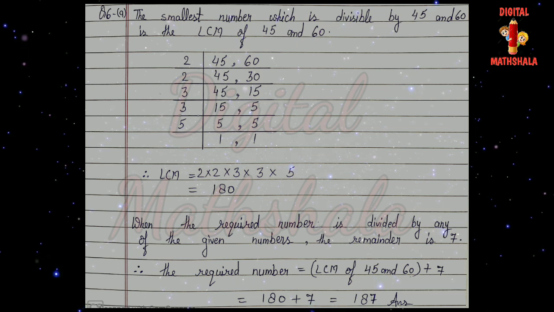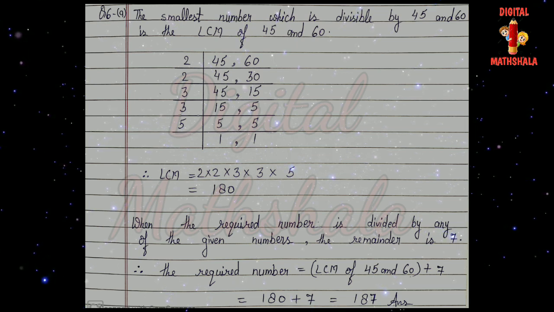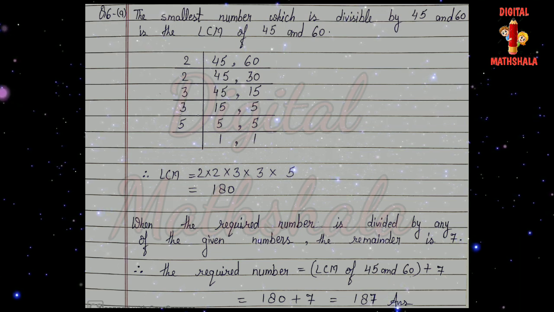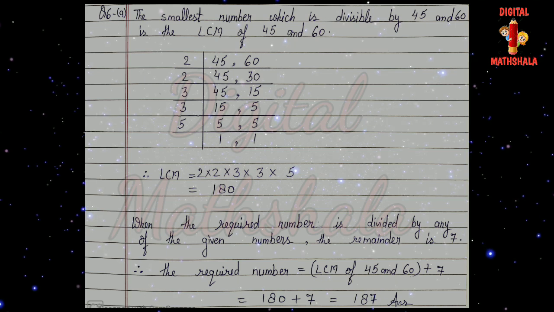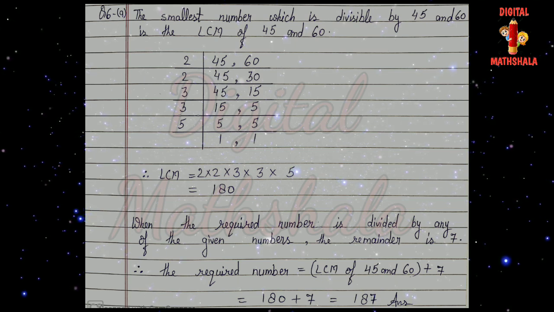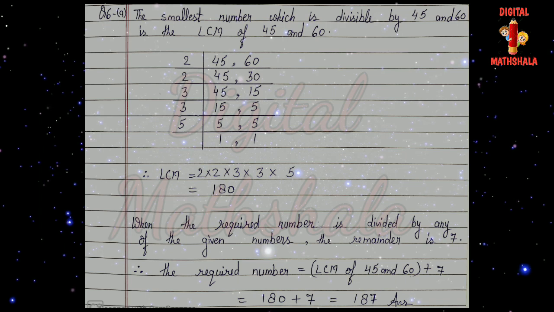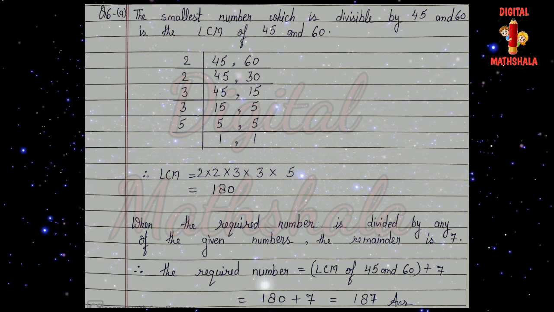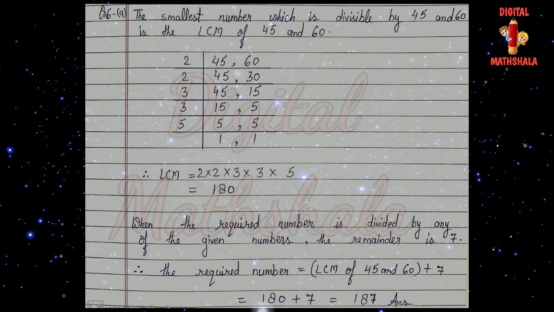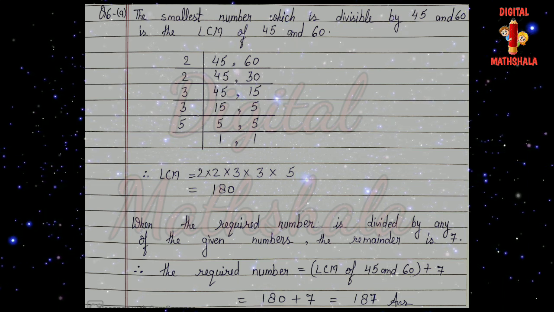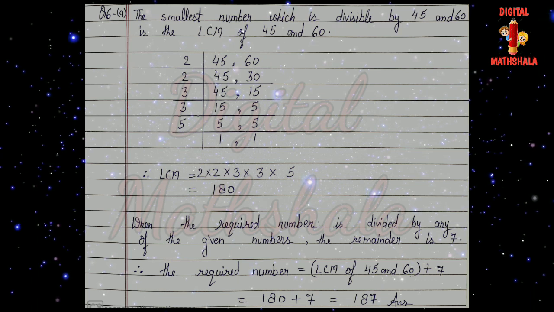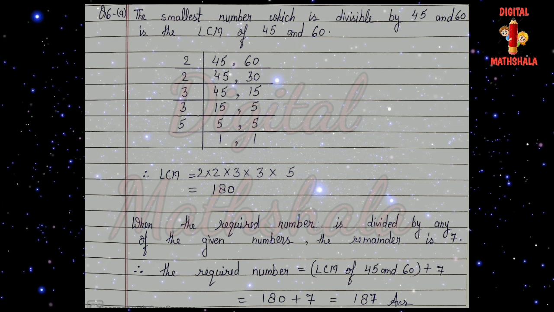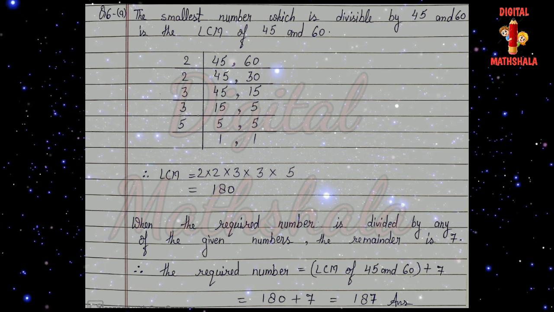When the required number is divided by any number, it gives the remainder 7 in each case. So what we will do, we will add 7, which is the remainder, to the LCM. LCM is 180, we will add 7 to that, so the required answer will come 187. I hope you can understand. First of all we will find out the LCM, then we will add the remainder, whatever number is given as a remainder, that we will add to the LCM.